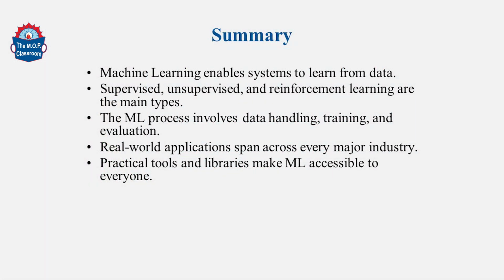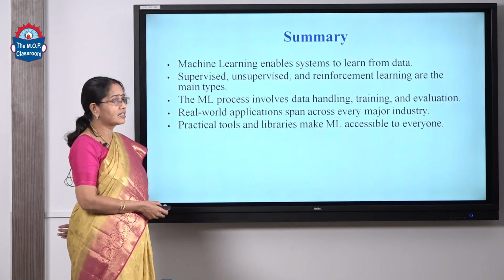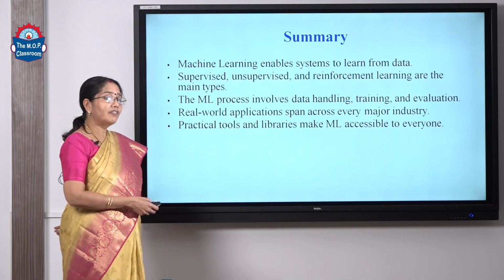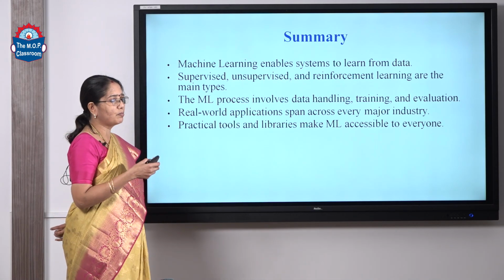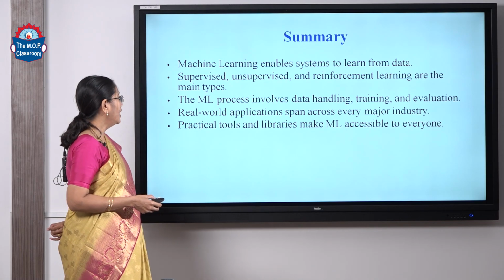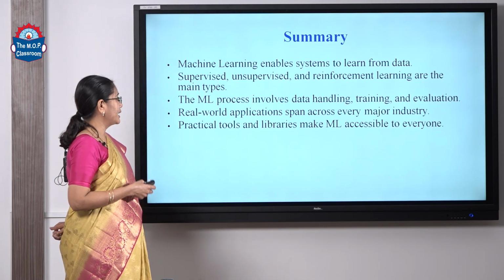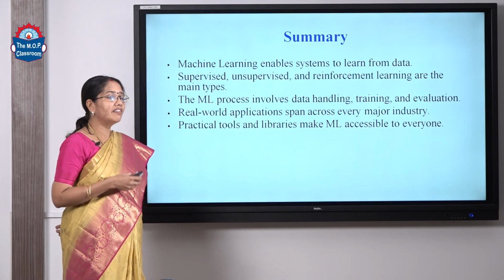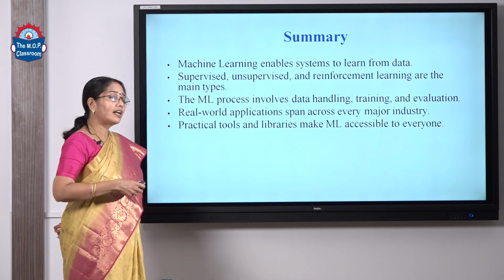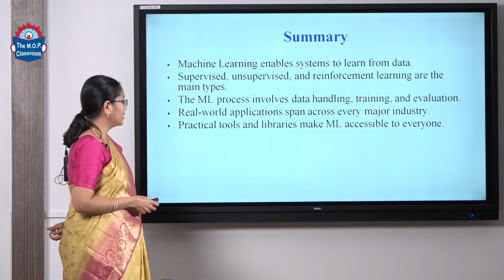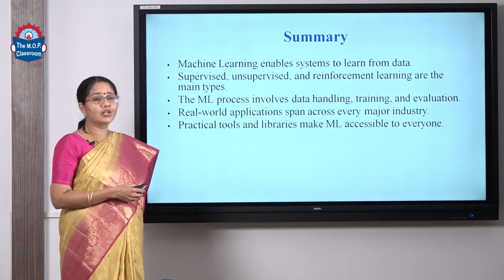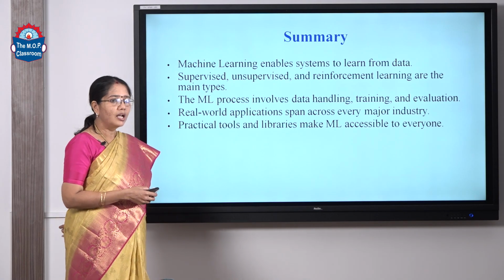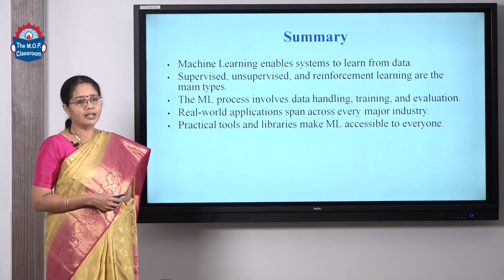So finally, this is a summary of the learning that we had today. Machine learning enables systems to learn from data. We have seen different types of machine learning algorithms: supervised, unsupervised, semi-supervised and reinforcement learning. And the ML process involves data handling, data training and evaluation of the model. We had a lot of real-time applications based on these machine learning algorithms. We have also seen what are the tools and libraries that you can use in order to implement your machine learning algorithms.